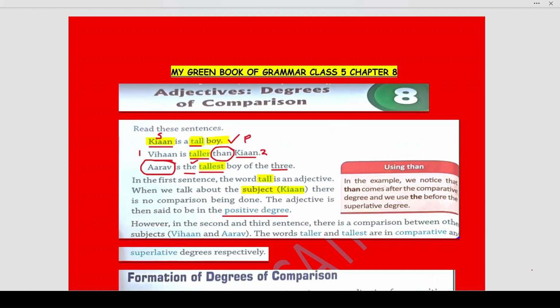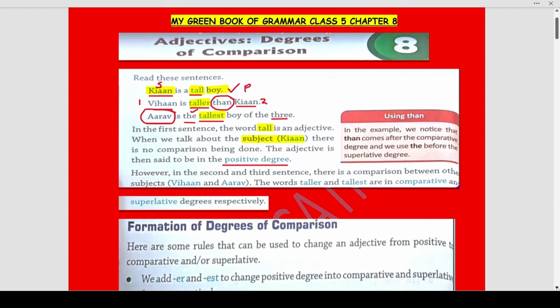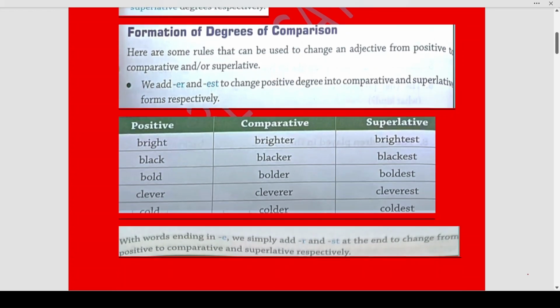Now, let us study in detail formation of degrees of comparison. Here are some rules that can be used to change an adjective from positive to comparative and or superlative. Okay, what are the three degrees of comparison of adjectives? Positive, comparative, and superlative. In comparative, we use than after the comparative degree of adjective, and in superlative, we use the before the superlative degree of comparison of adjective. So remember this. Now let us see some formation.